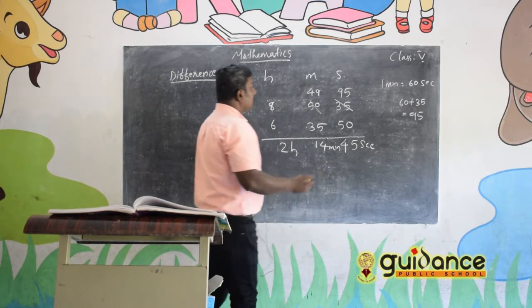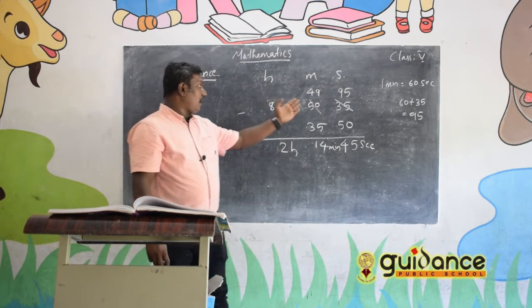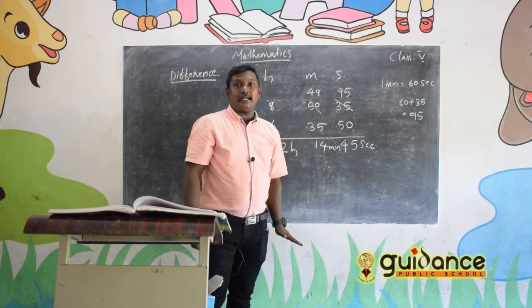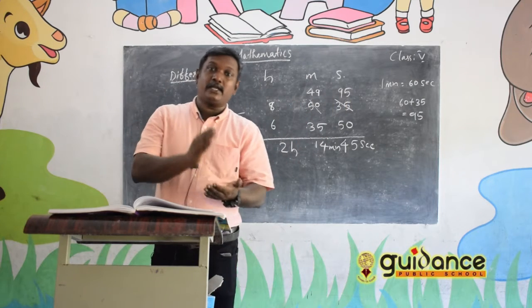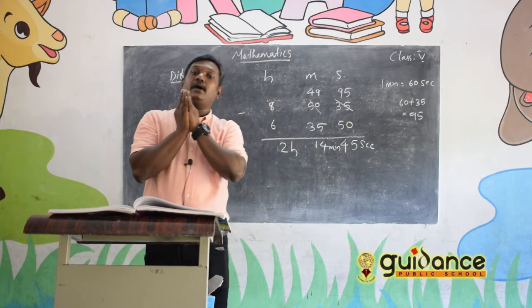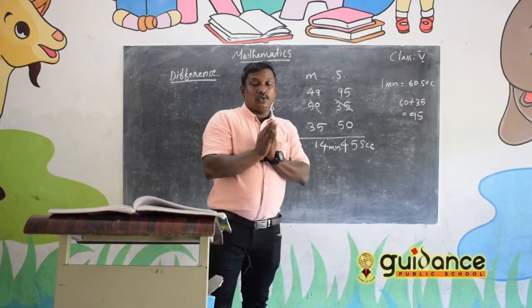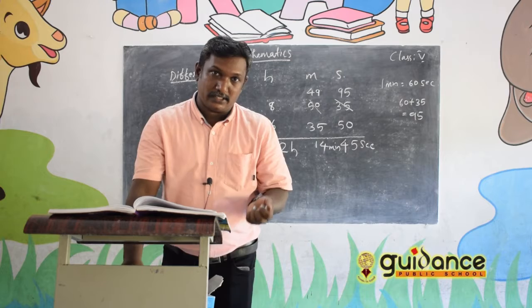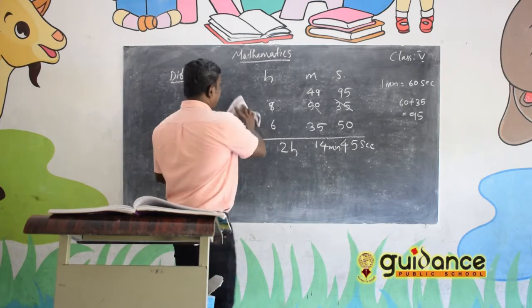Do you understand? When we do it this way, we have to take 1 to that side and at that time change the unit. When we take 1 minute to seconds, we have to change it into 60 seconds. Another example.